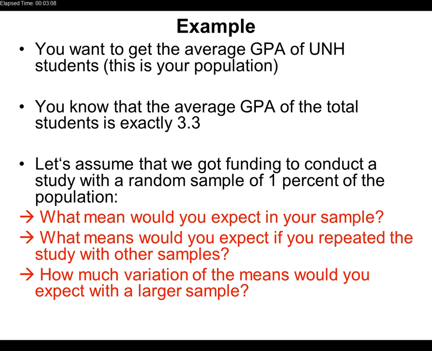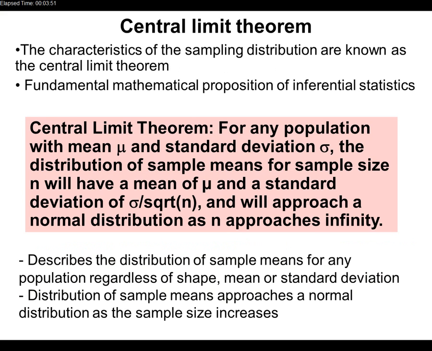Example: we want to get the average GPA, the grade point average, of UNH students. This is your population. You know that the average GPA of the total students is exactly 3.3. So let's assume that we got funding to conduct a study with a random sample of 1% of the population. What means would you expect in your sample? What means would you expect if you repeated the study with other samples? They'd be different, right? The mean of the population GPA is 3.3, but my samples could have other mean GPAs. How much variation of the means would you expect with a larger sample? Less, right? Because the larger the sample, the closer it gets to the population.